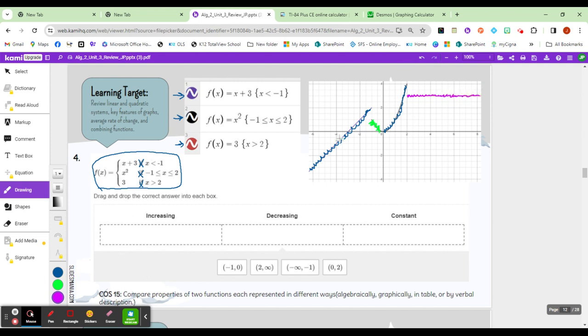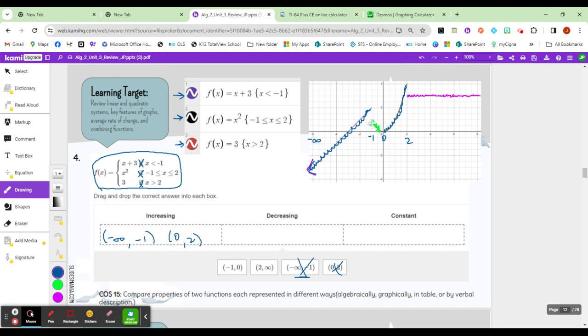So if we're talking about increasing, this is an arrow here. So this would be increasing from negative infinity to negative 1. So that would be this one. So we have a piece that's increasing from negative infinity to negative 1. We also have another piece that's increasing from 0 to 2. Those are all the increasing pieces.